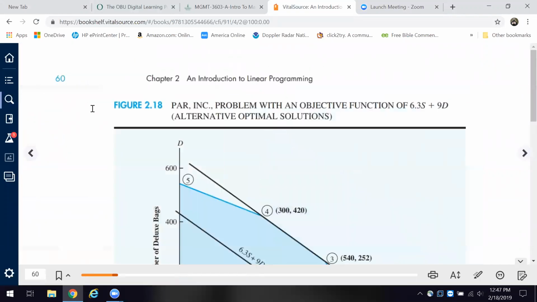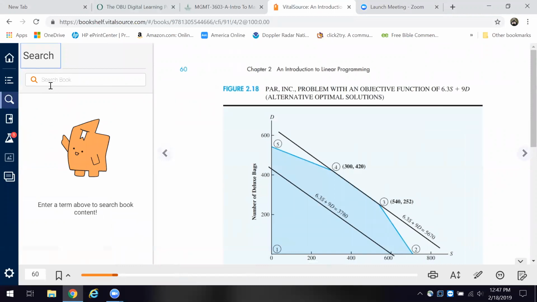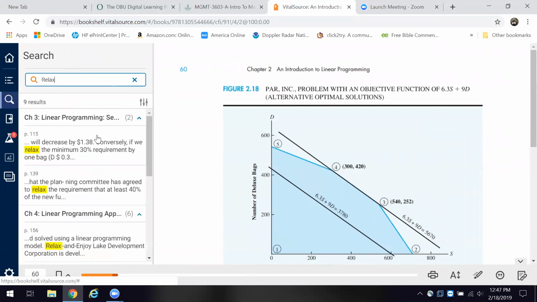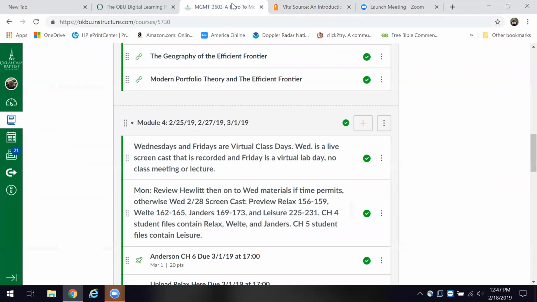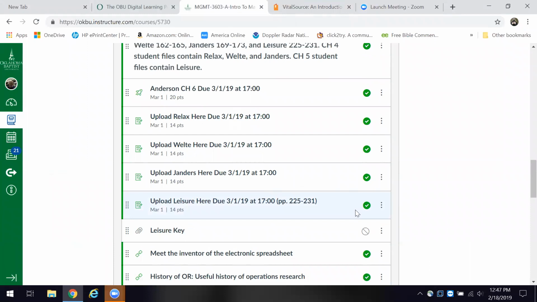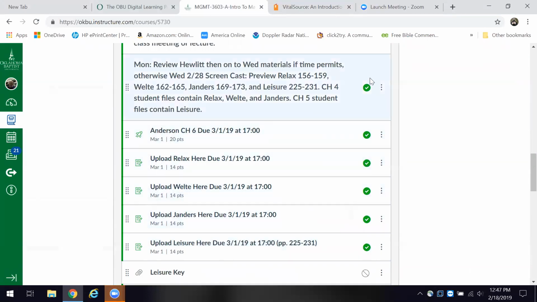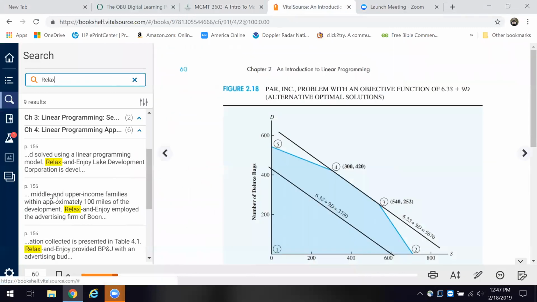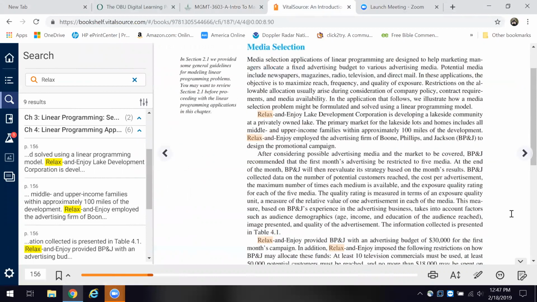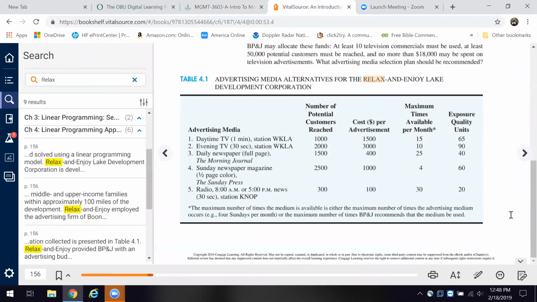We're in familiar turf. Let's search the book. We'll look for Relax. And as I mentioned, the case there is on pages 156 to 159. All right, as I mentioned, this is a media selection or media buy. We walked through the case and we looked at their alternatives, number of potential customers reached. We talked about this case in some detail, so I don't know that there's really too much more that I would want to say, but I wanted to show you.